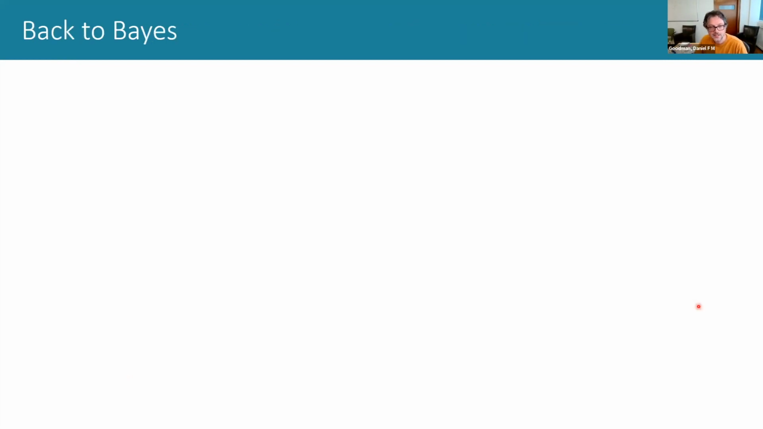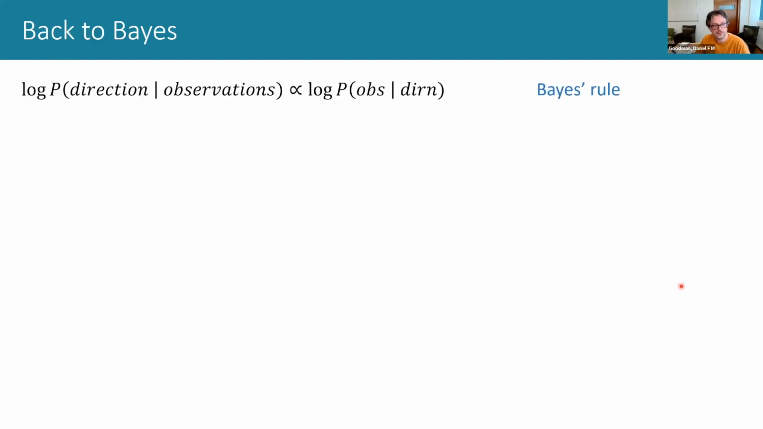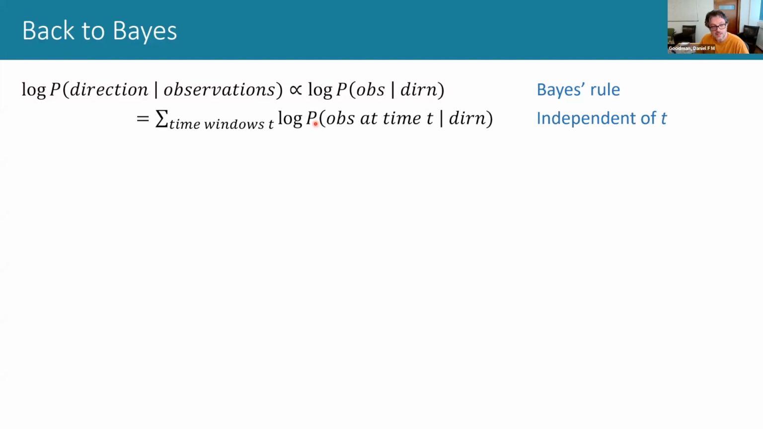Okay, so let's go back to the equations to try and explain a bit more what's going on here. As I said, we want to do maximum likelihood estimation using Bayes' rule. We get this. Because each time instant in this task is independent of every other time instant, we can just sum over all of the time windows the probability of the observation just at time t.